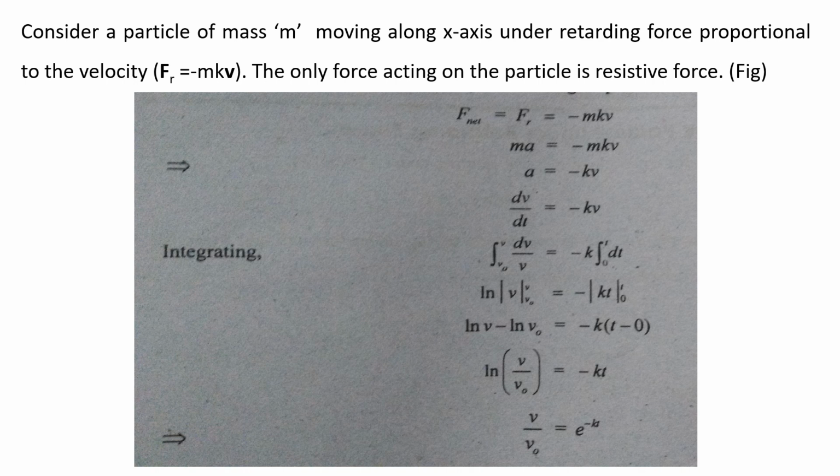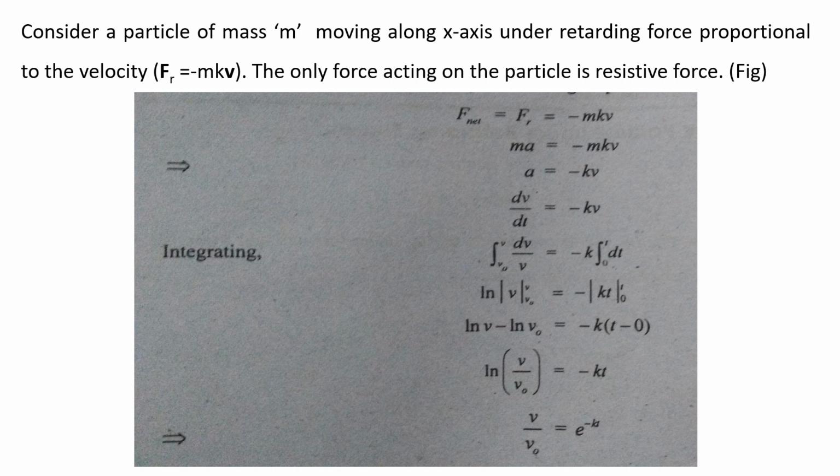Now here we are considering a particle of mass m moving along the x-axis under a retarding force proportional to the velocity, Fv is equal to minus mkv. The only force acting on the particle is the resistive force according to the figure. So F net is equal to F is equal to minus mkv, and F net is equal to ma, so ma is equal to minus mkv. Cancelling m on both sides, we get a is equal to minus kv.